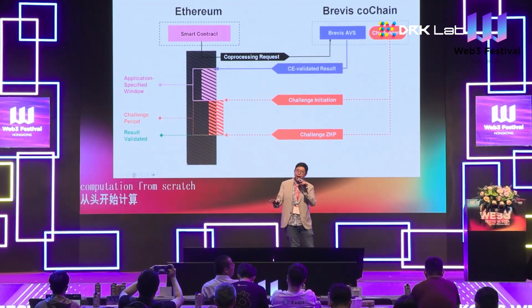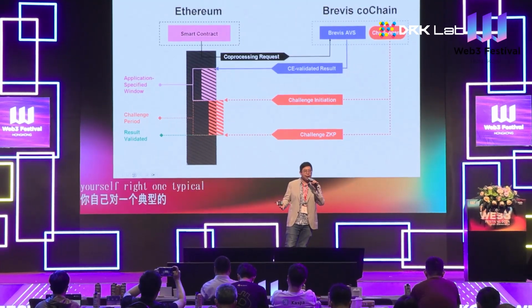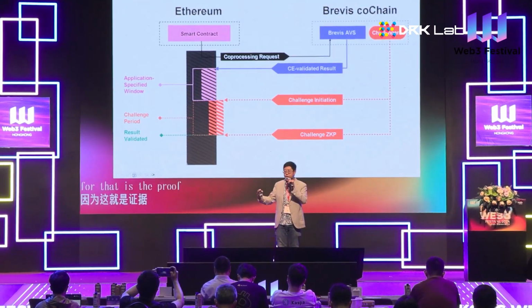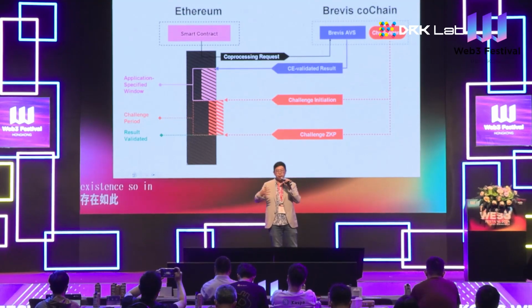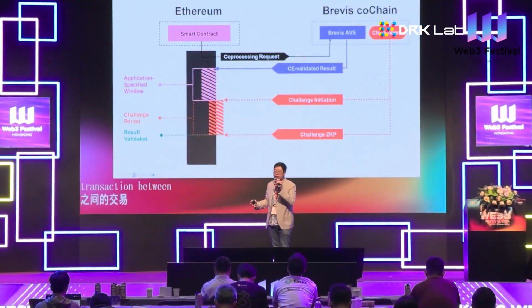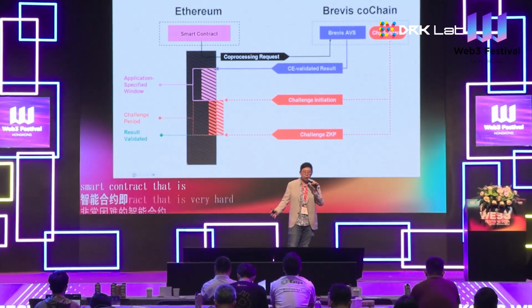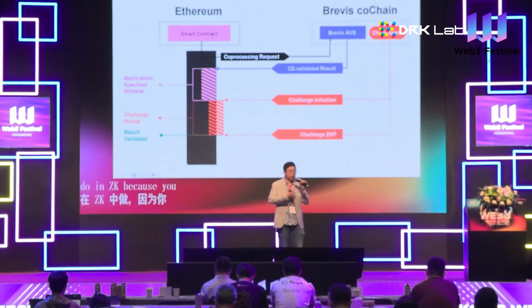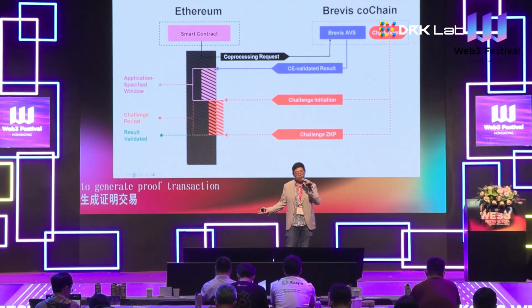So in ZK, if you want to prove that there isn't a transaction between a user and a smart contract, that is very hard to do, because you literally need to generate a transaction proof for the entire history of the block to prove there isn't such a transaction.